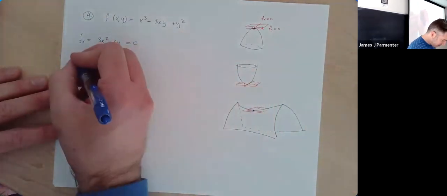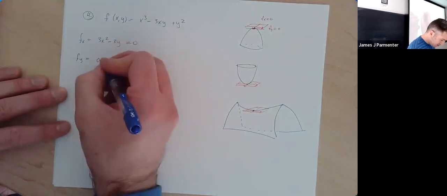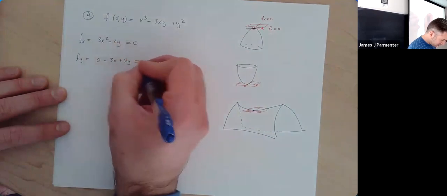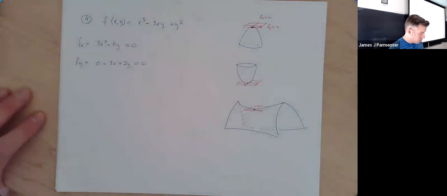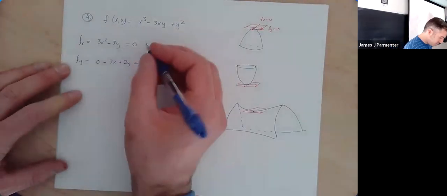Interesting. And the partial with respect to y is going to be 0 minus 3x plus 2y. Set both of them equal to 0. Now I will point out, to me, this one is a little more challenging than usual, in that often when you're solving these, you just kind of get a point right off the bat. Here, we're not going to get any points right off the bat. We actually have to take one of these equations and sub it into the other one. So I'm going to take this first equation here.